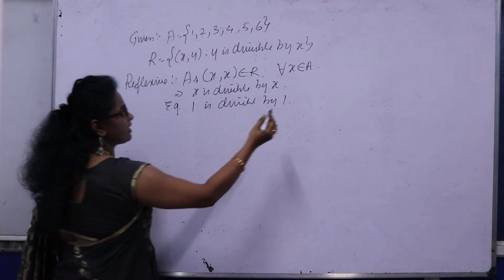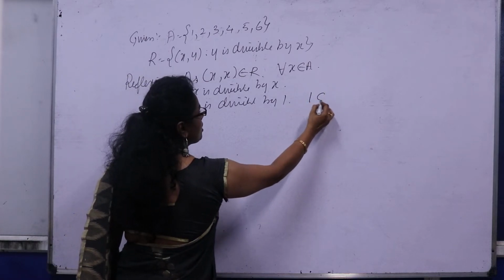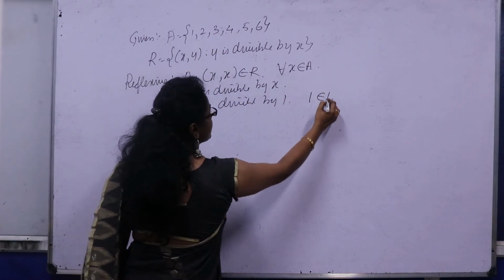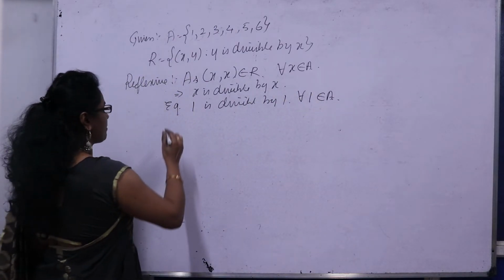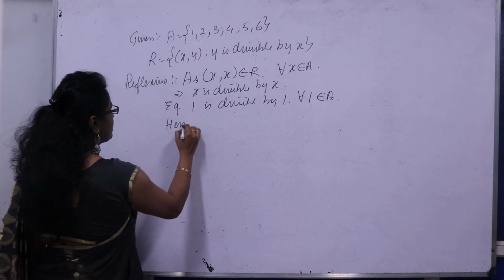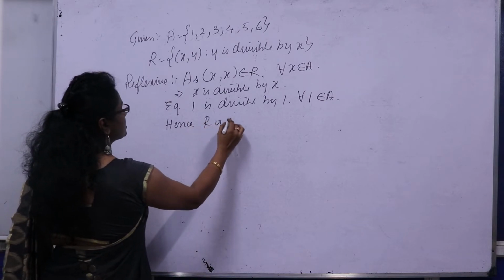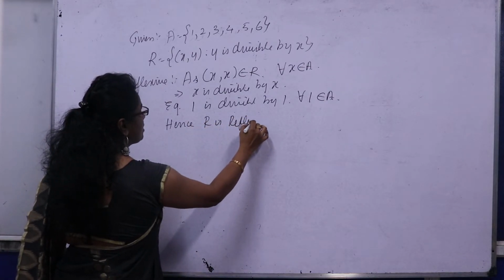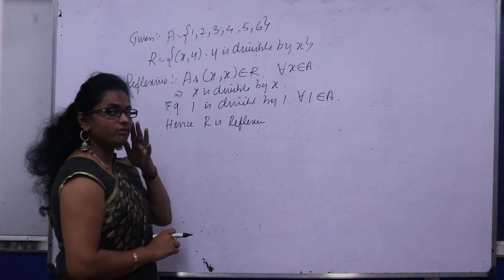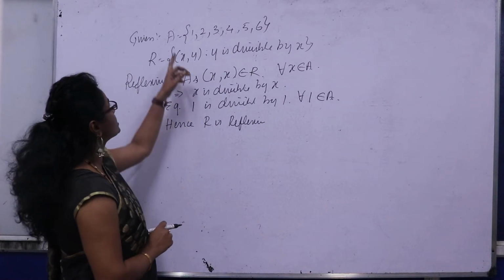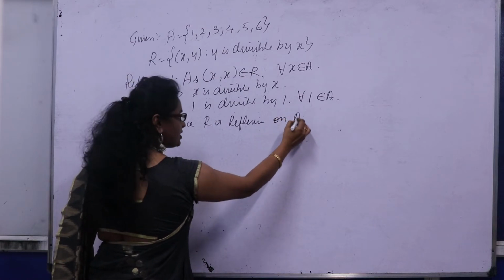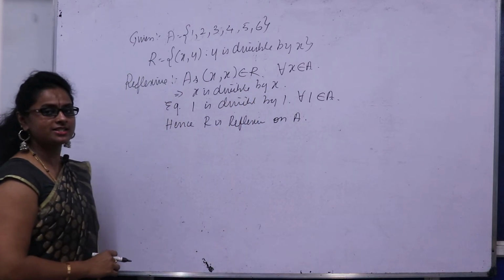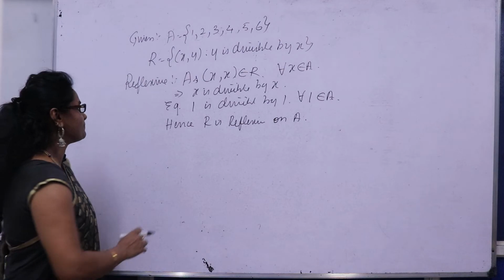Hence what can we say? Where is this 1 coming from? 1 belongs to the main set A. Be very clear for all. 1 belongs to the main set A. Hence R is reflexive. R is reflexive on what? R is reflexive on the main set A. On A. R is reflexive on A.